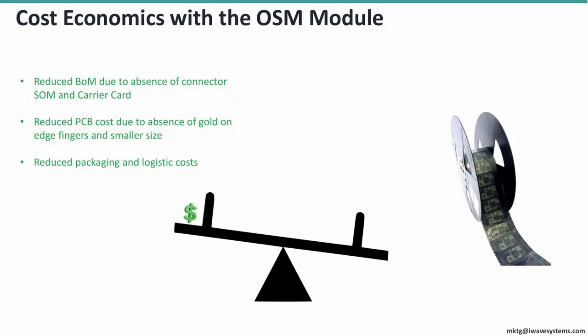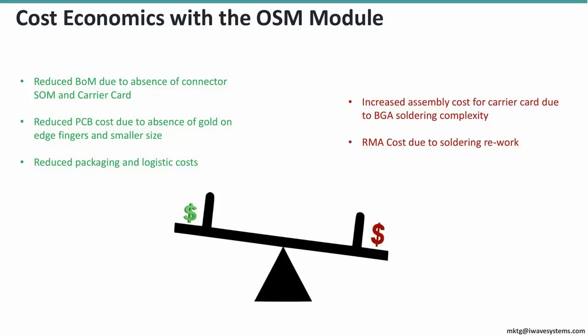And some areas also add to the cost of the OSM. One of them is assembly cost, because you have the BGA on the bottom. But it's not so high, because even with the connector, the assembly cost is based on the number of solder joints. The connector also has its own cost to accommodate. So it's a slight increase, which we saw.